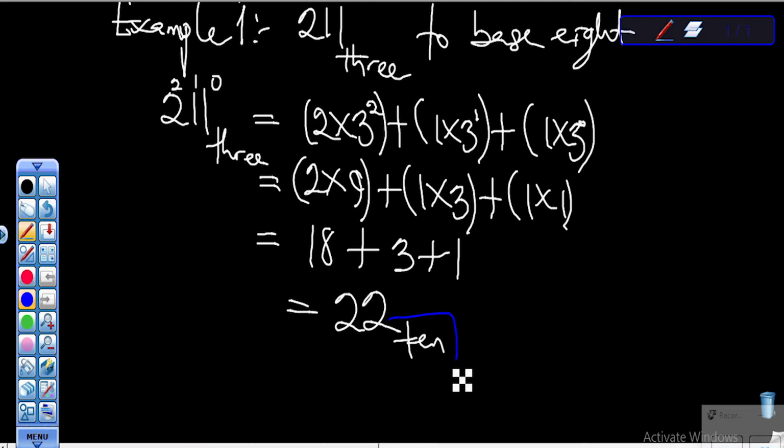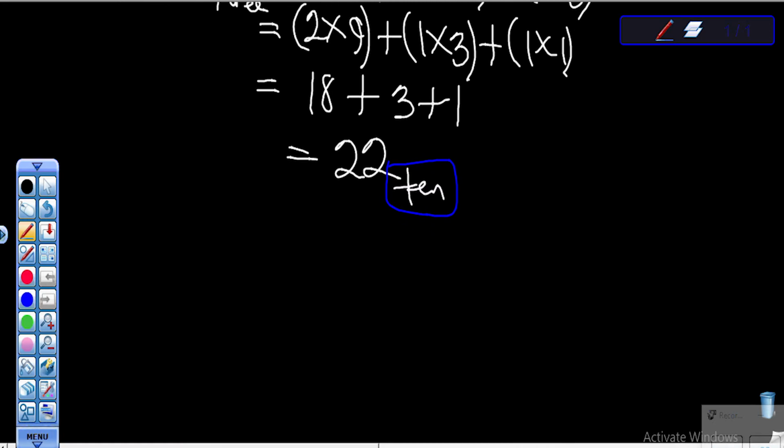It will take you to base 10. Powering system takes you to base 10. Repeated multiplication takes you to base 10. Where are we going to, class? We are going to base 8. Which means I have to use a special method to go from base 10 to other bases. So we are having 22 base 10 now, and I'm still going to base 8.